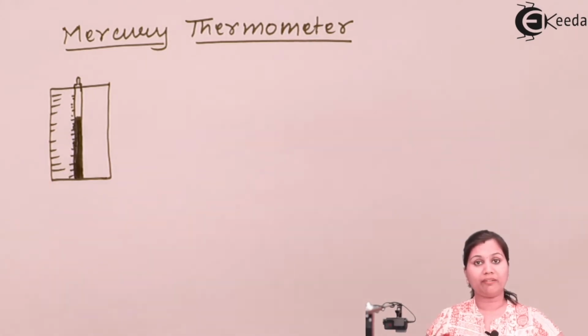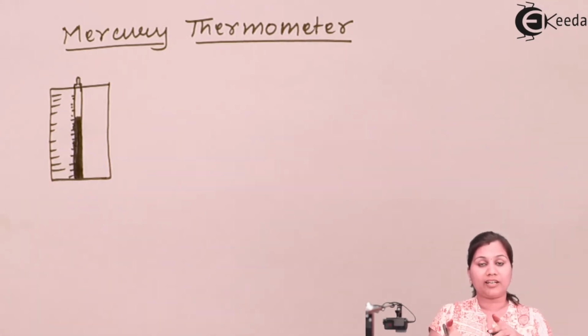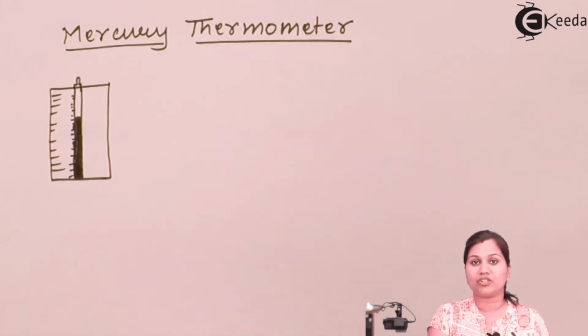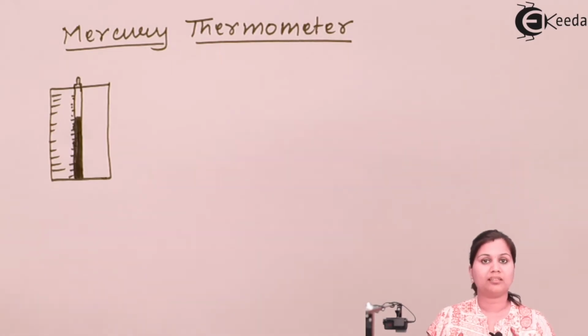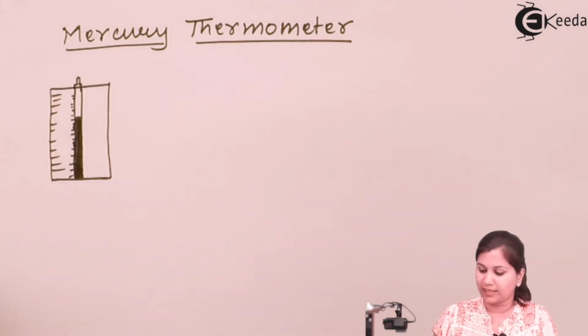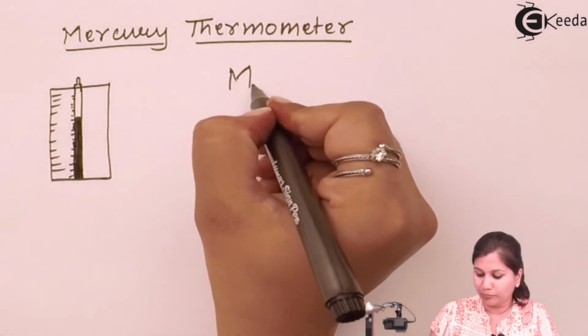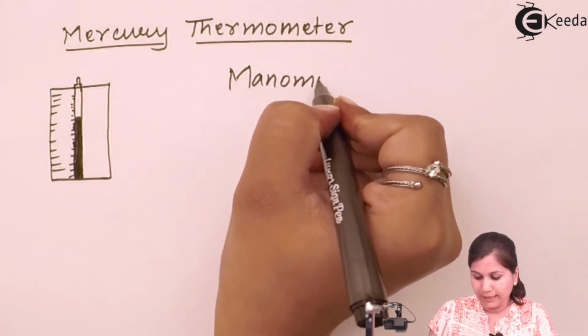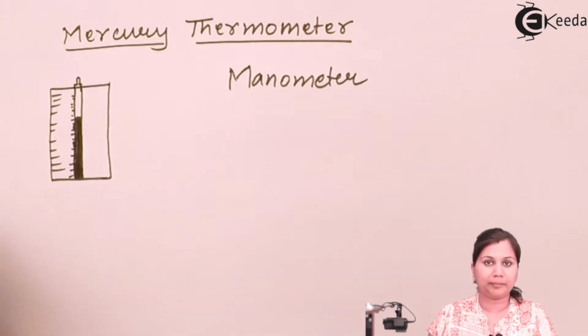So what we are doing, we are changing the variations in the room temperature into the variations in the level of the mercury column. In this way, the temperature is converted into the level of the mercury, and in this way we can measure the temperature variations. Another example is the manometer. The manometer is used for measuring the pressure.